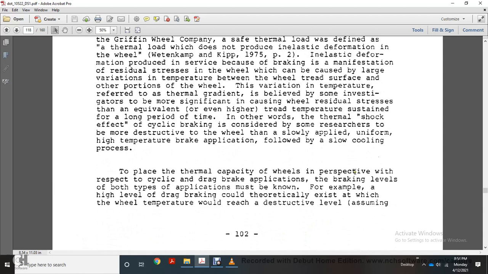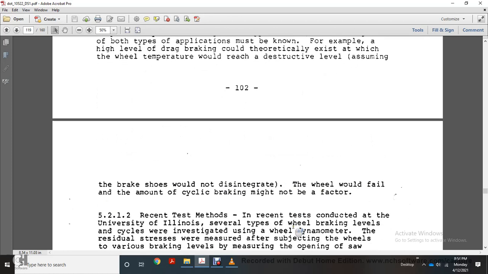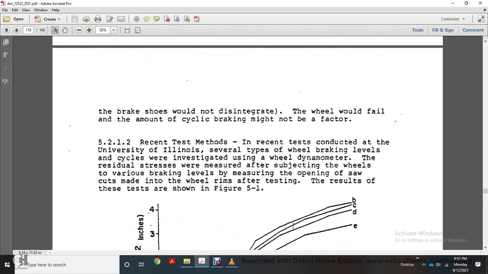To place the thermal capacity of the wheels in perspective with respect to the cyclic and drag braking applications, the braking level of both types of application must be known. For example, a high level of drag braking could theoretically exist in which the wheel temperature would reach a destructive level. Assuming brake shoes would not be disintegrated, the wheel would fail, and the amount of cyclic braking may not be a factor.